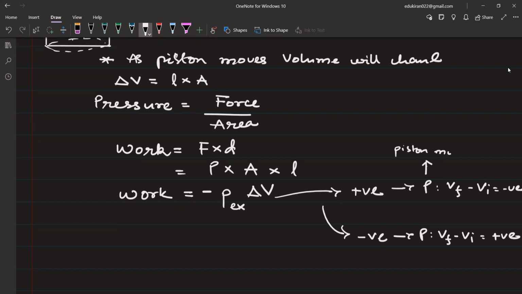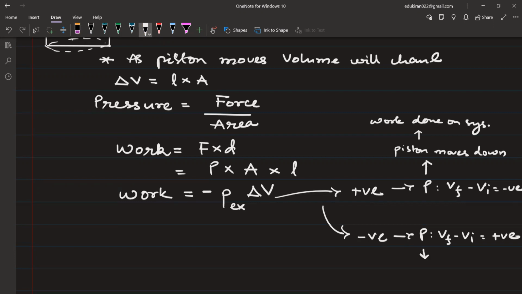पिस्टन मूव्स डाउन, यानी कि वर्क डन बाय नहीं होगा, वर्क डन ऑन सिस्टम हो जाएगा, राइट। Piston moves down, hence work done on system.